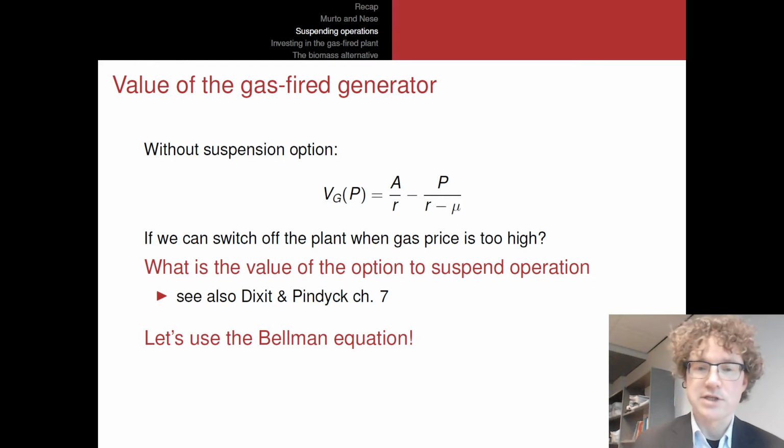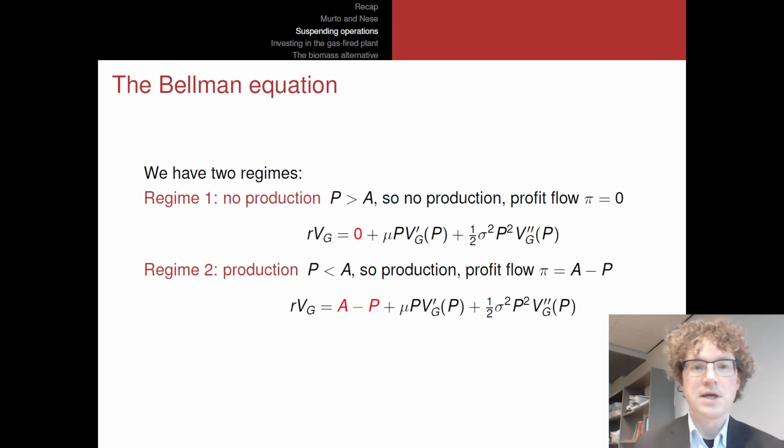So let's use the Bellman equation to figure out what it is. Remember, with the Bellman equation we have to figure out in what regimes we are, and here we have two regimes. One regime is when P is bigger than A, so that's when we will not be producing, so the profit flow will be zero. We have suspended operations, shut down the plant. So the Bellman equation in this case is just the Bellman equation with the cash flow term 0. These are familiar terms here, but 0 where the cash flow appears. No cash flows when P is bigger than A.